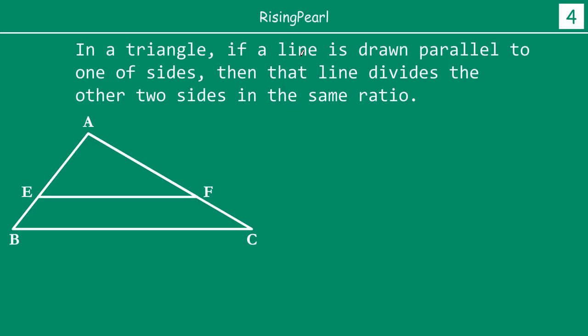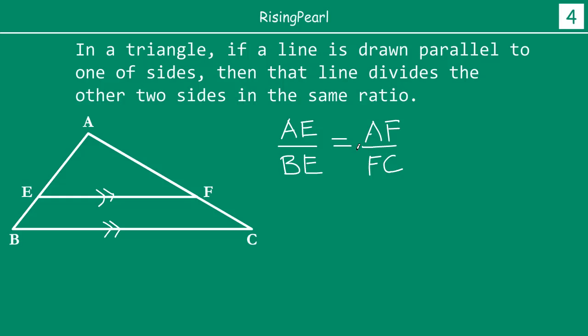So friends, here we have drawn a line EF, and we are starting off with EF parallel to BC. This is given. We are also given that AE by BE is equal to AF by FC. This is given to us. So we are trying to prove the basic proportionality theorem from this.